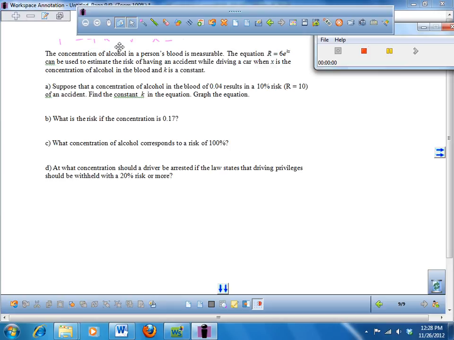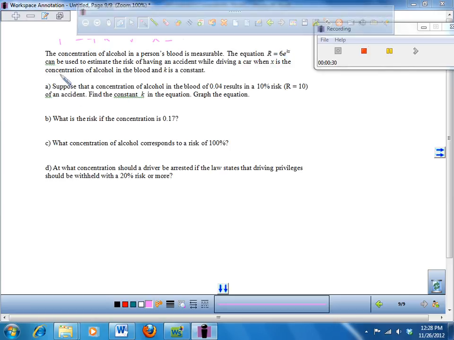All right, so anyway, if you have a problem like this, the concentration, which tells you your blood alcohol level percent, can be used to estimate the risk of having an accident. K is a constant, and R is the risk. So it says suppose the concentration of alcohol of 0.04 results in a 10% risk.